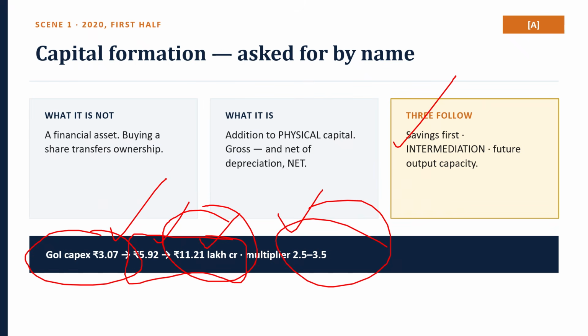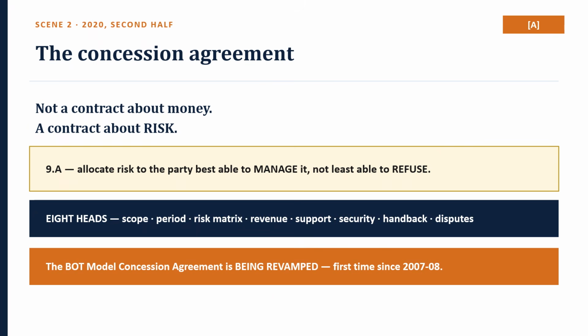So the numbers behind the Union capital expenditure: from 3.07 lakh crore in financial year 2019, then 5.92 lakh crore in financial year 2022, then up 90%, 92%, and to 11.21 lakh crore in financial year 26 budget estimates, up another 89%. In budget estimates 2026-2027, capital expenditure is 12 lakh 21,821 crore and effective capital expenditure 17 lakh 14,523 crore. So this scene ends on the concept.